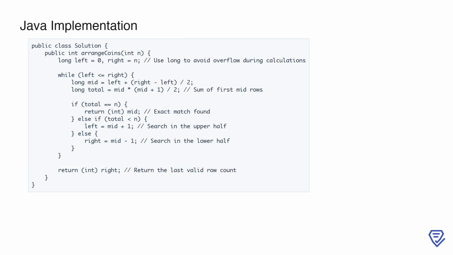This is the Java implementation of LeetCode problem number 441, Arranging Coins. The logic mirrors the provided Python solution, using a binary search approach to determine the maximum number of complete rows that can be formed given n coins. Key differences include handling potential overflow with Java's long type during intermediate calculations and explicit typecasting for the return value. The code is optimized for efficiency, operating in O(log n) time complexity.